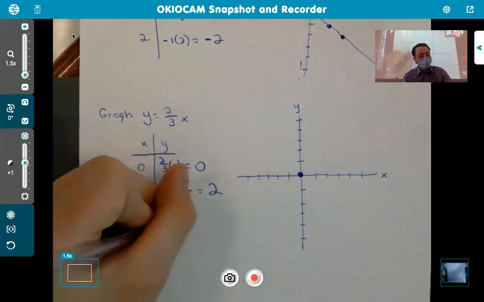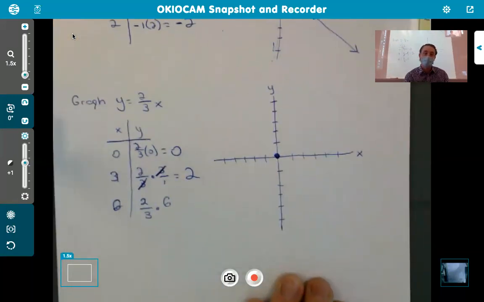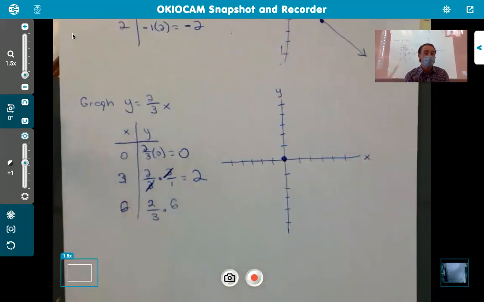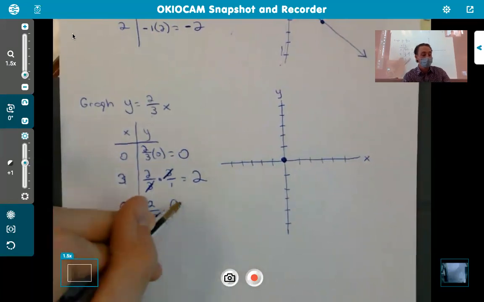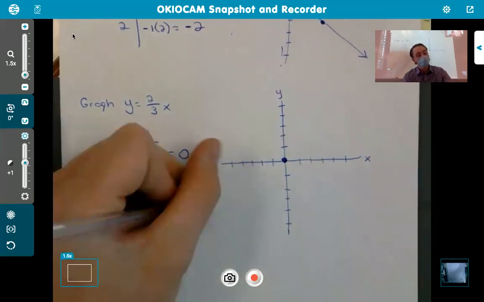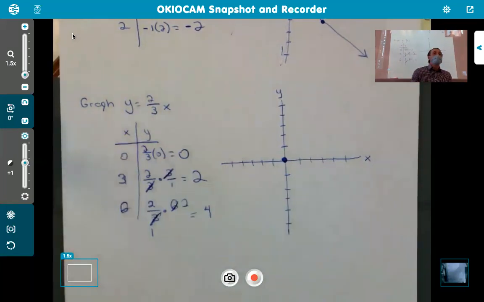What if I did 2/3 times 6? What happens with this 3 and this 6? How do they simplify? What's 6 divided by 3? So this becomes a 1 and this becomes a 2. What's 2 times 2? So I'm picking numbers to plug in so I get whole numbers out in the end.